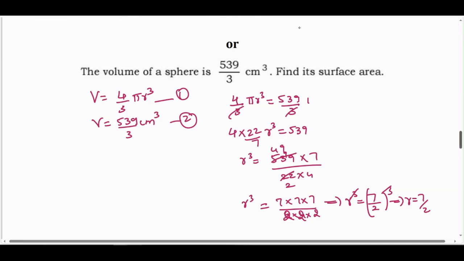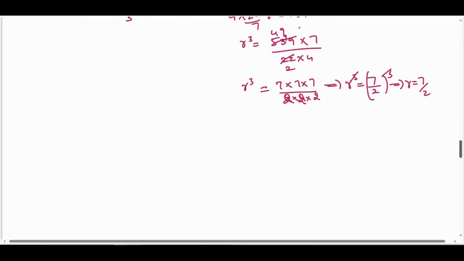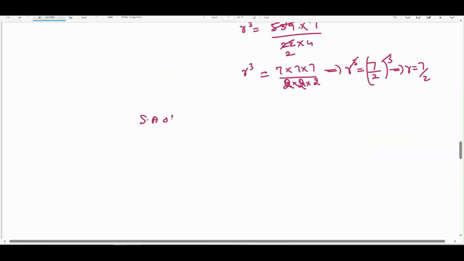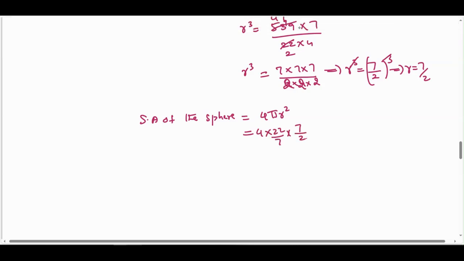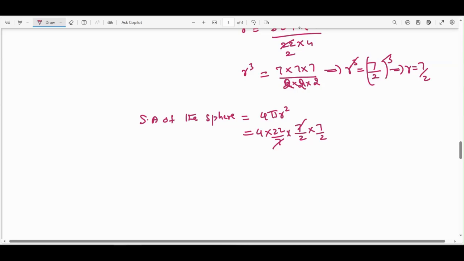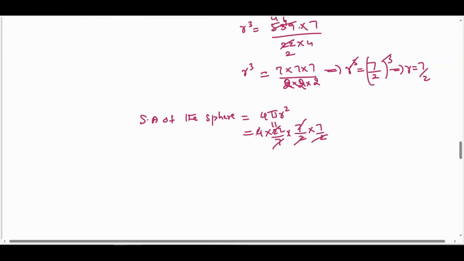So they're asking you to find the surface area. What's the formula for surface area? The surface area of a sphere is 4 pi r square. So 4 pi is 4 into 22 by 7 and r is 7 by 2 into 7 by 2. 7 and 7 cancel. 2 and 2 cancel, we get 2 into 11 into 7. So it will be 2 into 77. That is nothing but 154 centimeters square.